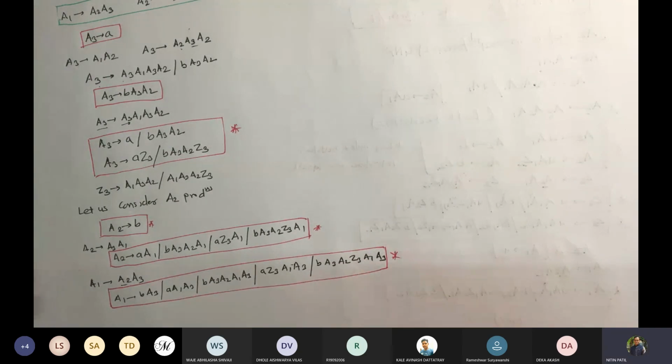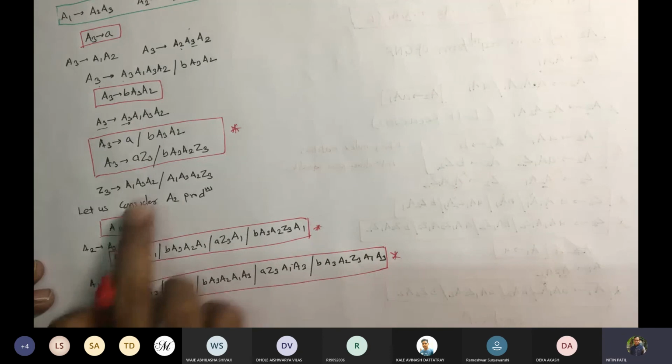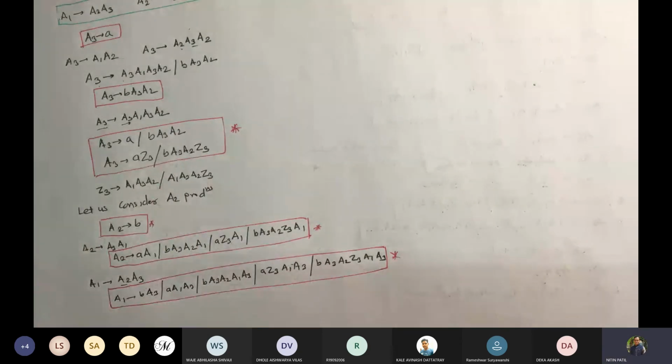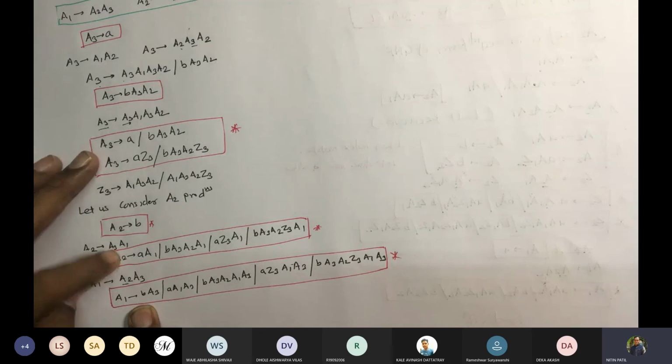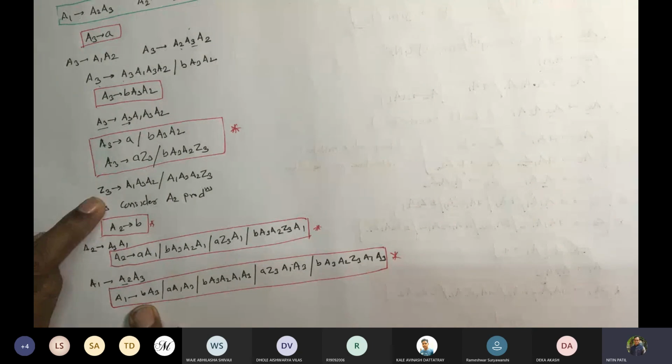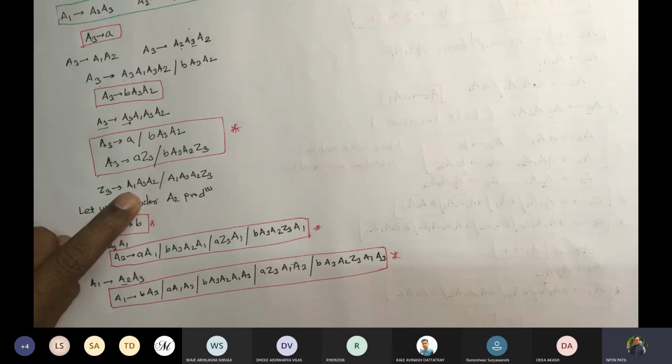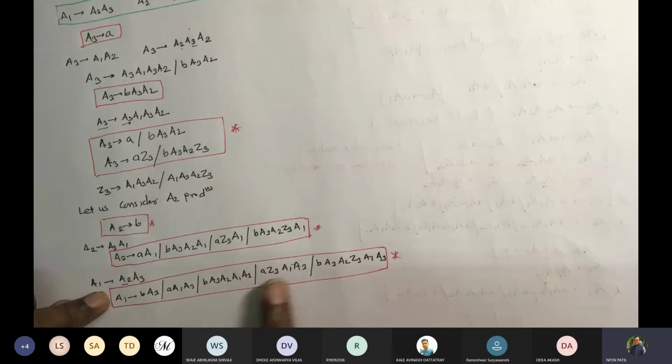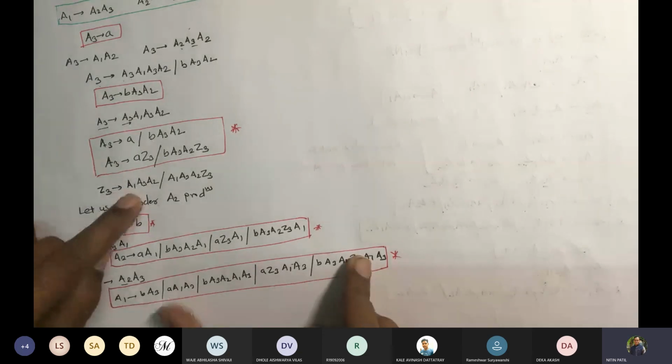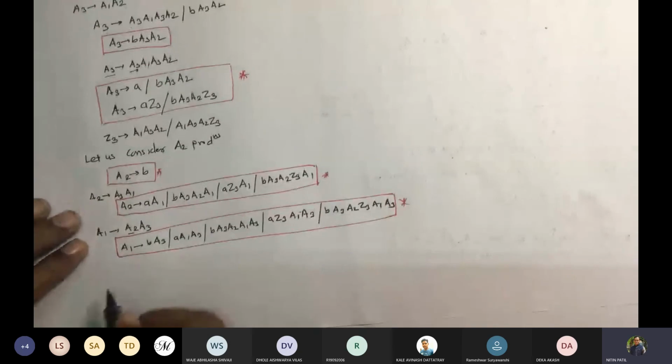ये भी आपके रिक्वायर्ड फॉर्म में आ गए. करेक्ट. 1 2 3 4 सेट हो गए. अभी प्रोडक्शन कौन सा बचा है? A1 का हो गया, A2 का हो गया, A3 का हो गया. अभी ये Z3 बचा हुआ है. Z3 में क्या है? A1, यहाँ पे A1. तो A1 की कितने वैल्यू थे? 1 2 3 4 5. ये 5 वैल्यू यहाँ पर डाल देंगे तो Z3 के 5 और 5, 10.